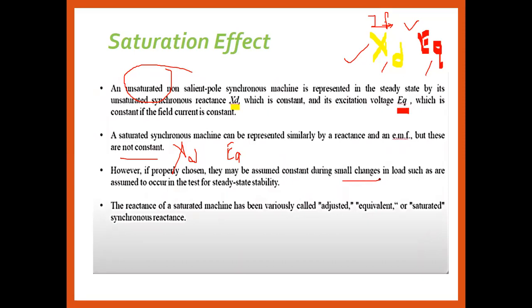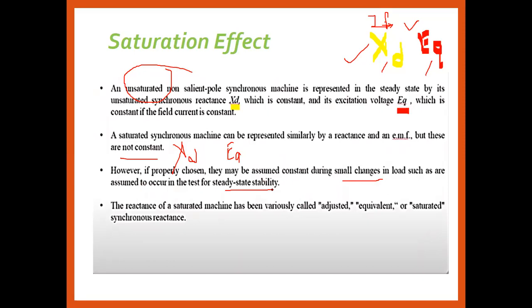During a small change in the load, the quantities that occur are studied, but they should be assumed constant while testing the steady state stability. Means what? While testing the steady state stability of any synchronous machine, the quantity studied is the synchronous reactance XT and the excitation voltage that we are providing, which are generally assumed to be constant during a small change in the load or a small unwanted disturbance.